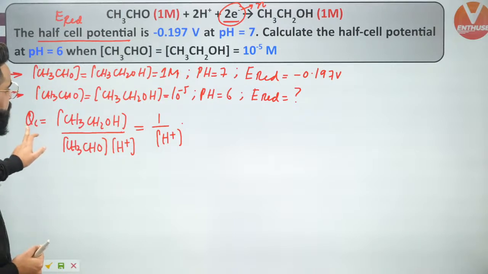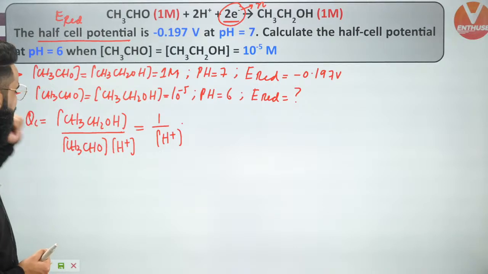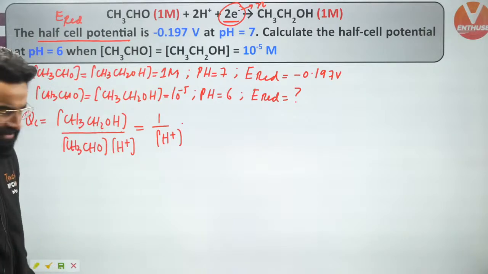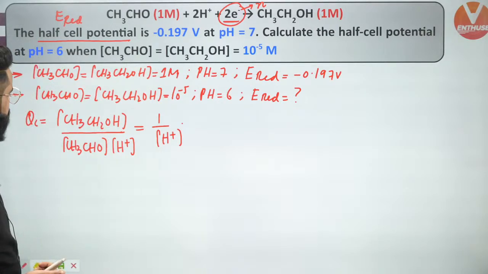Now, I know the value of QC, right? If I know the value of QC, I know the value of N at the same time. I can use the Nernst equation. Let's see what the Nernst equation is all about.